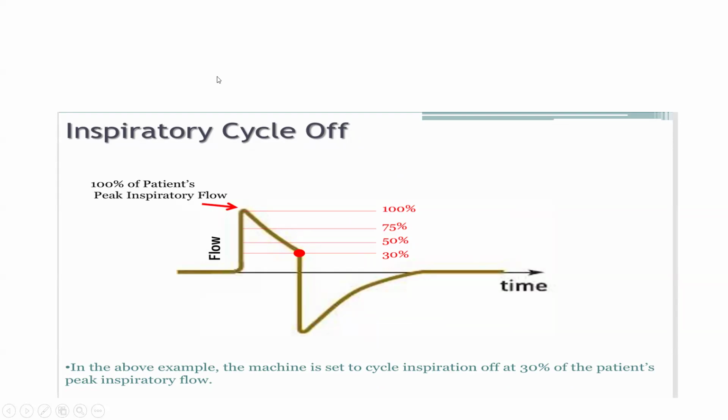So as we can see here, this part is representative of the 100% of the patient's inspiratory flow, and it is ending at 30%. That means this machine is set to cycle inspiratory off at 30% of the patient's peak inspiratory flow.